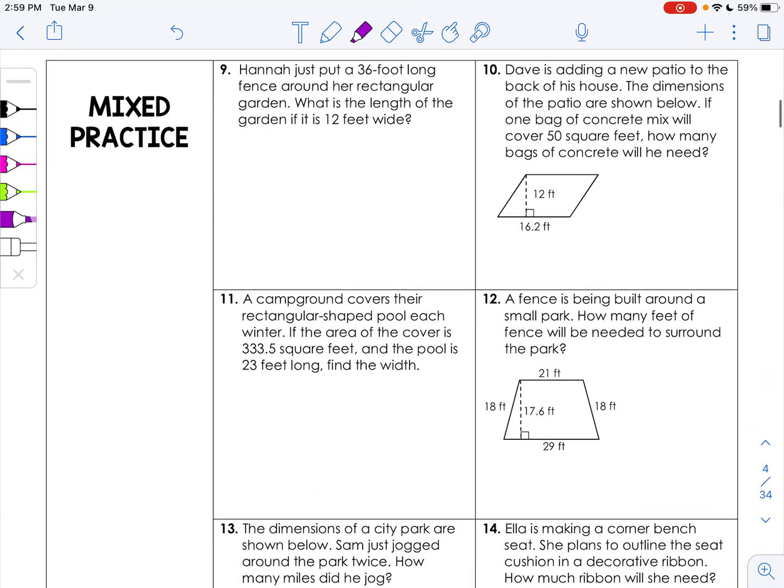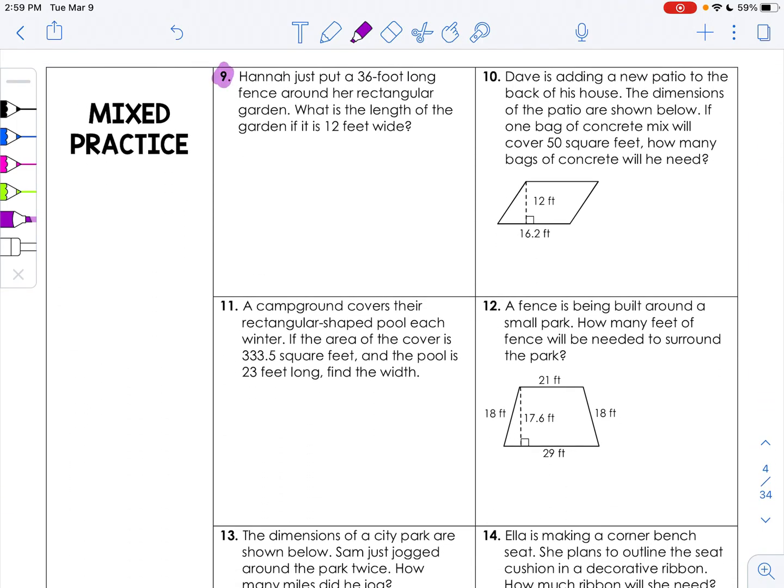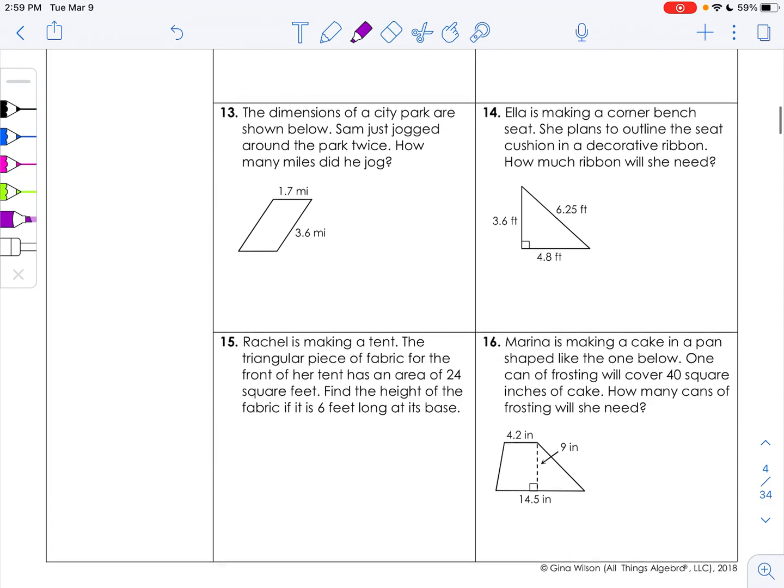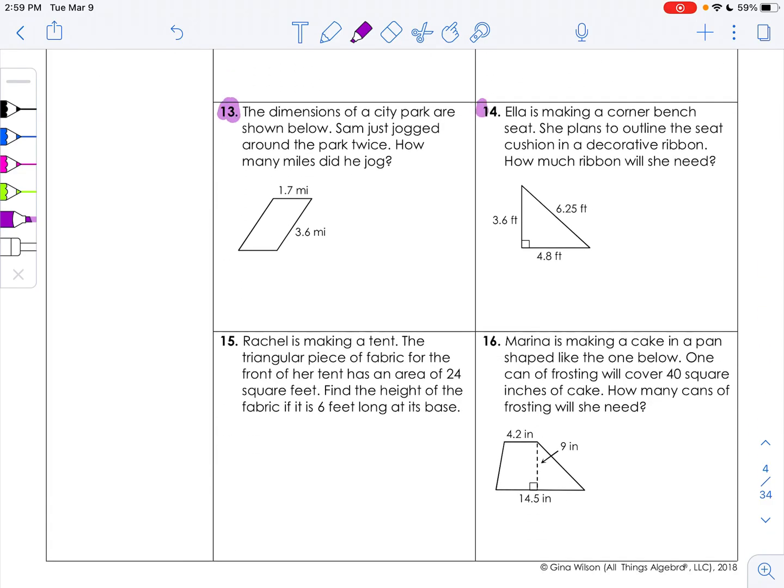And on your next page, if you'll go ahead and highlight number 9 through 16. So these aren't going to specifically tell you if they're a perimeter or area problem. You'll just have to read and interpret what it's asking for. If it doesn't give you a picture, make sure you draw a picture to go along with the problem. And make sure you're answering the question being asked. Sometimes you find the perimeter and area and then apply it to answer the question. So just be careful when you're reading the question.